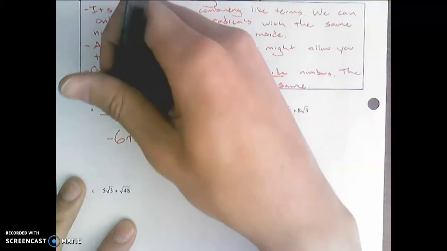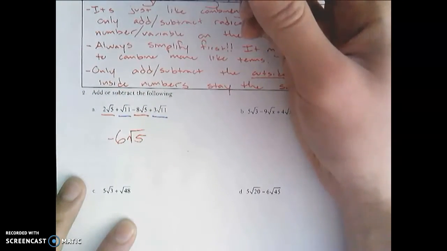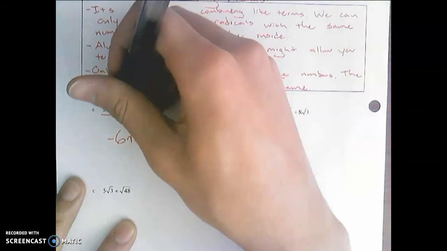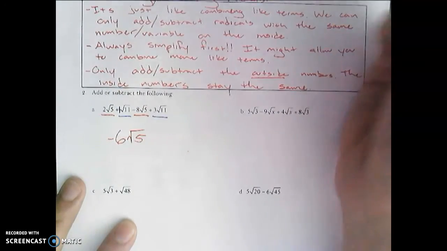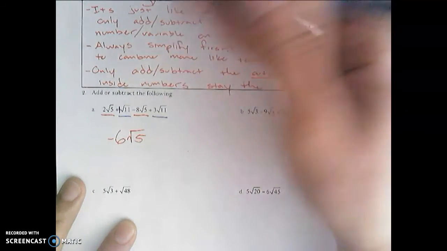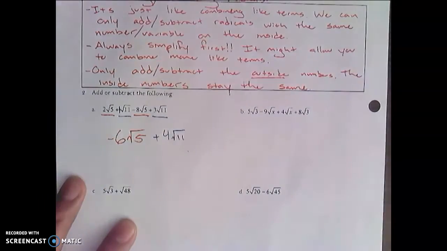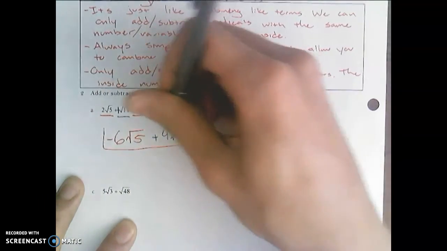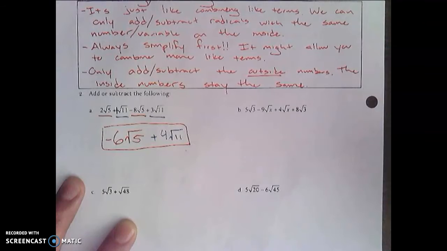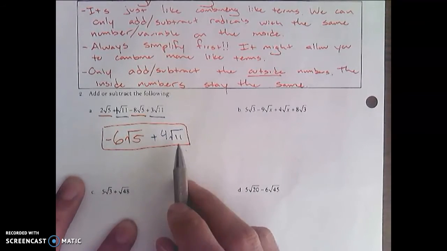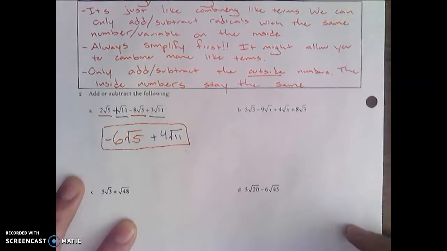Then we add our root 11s. The coefficient here, the number in front, if there's nothing written, you can assume it's 1. So we have 1 root 11 plus 3 root 11 gives us 4 root 11. So again, the number on the inside doesn't change. We add the numbers on the outside. And that's as simple as it gets. We can't combine these because the numbers on the inside of the radicals are not the same.